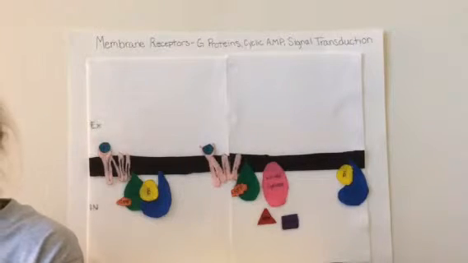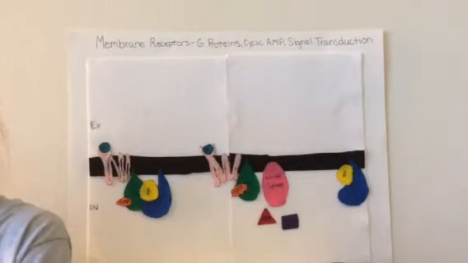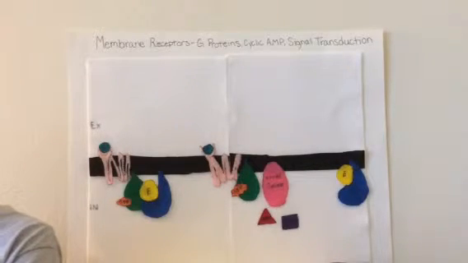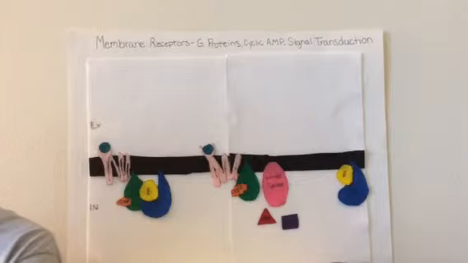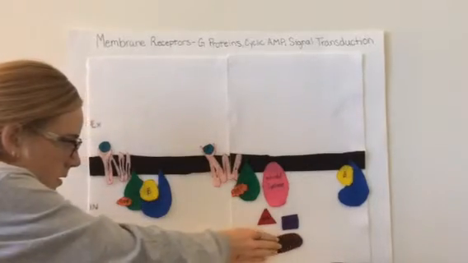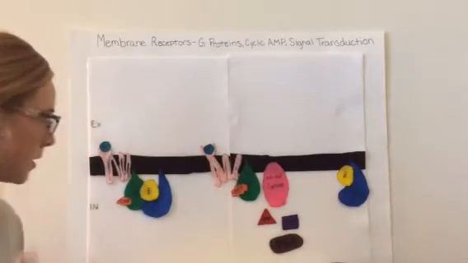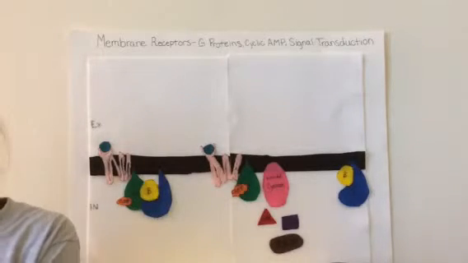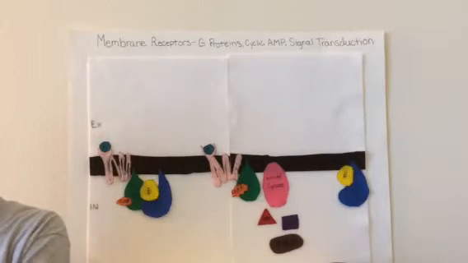The cAMP is the second messenger that creates the cellular response. It tells the cell what to do in response to the stimuli. The cAMP then activates the enzyme protein kinase A. Protein kinase A then phosphorylates other proteins.